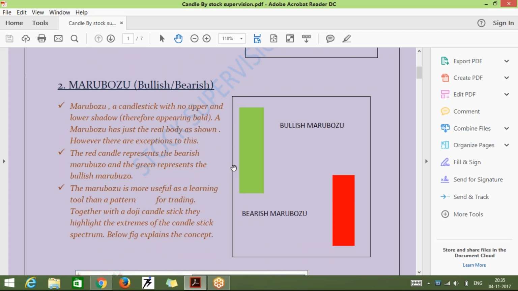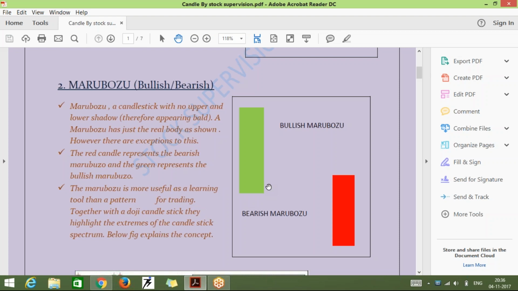Marubozu is a candlestick with no upper and lower shadow. It's clearly visible in the picture also. That is the book definition of Marubozu, but there are exceptions. We can find smaller upper and lower shadows. Marubozu in Japanese means bald. A Marubozu has just the real body as shown. As I said, there are exceptions to this. A red candle represents the bearish Marubozu and the green represents the bullish Marubozu.